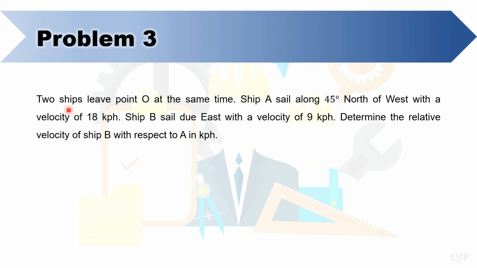So we have here two ships leaving point O at the same time. Ship A sailed along 45 degrees north of west with a velocity of 18 kph. Ship B sailed due east with a velocity of 9 kph. Determine the relative velocity of ship B with respect to A in kph.